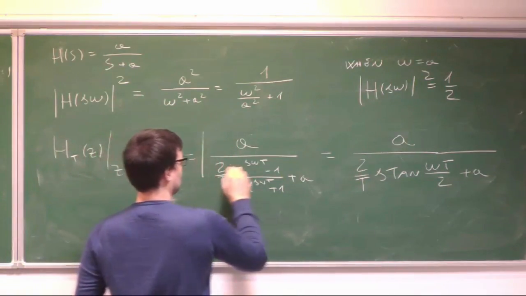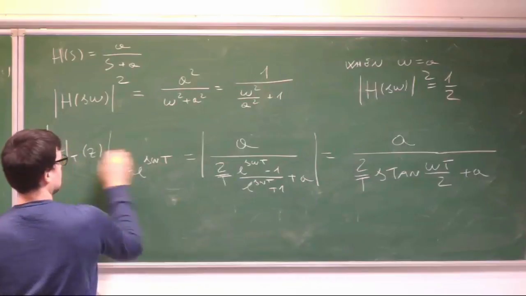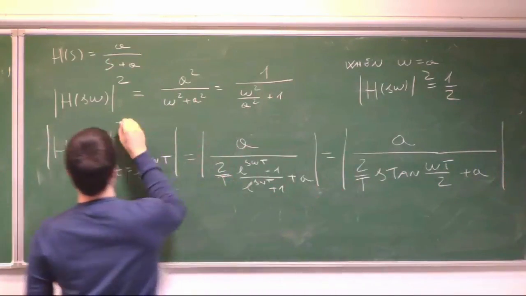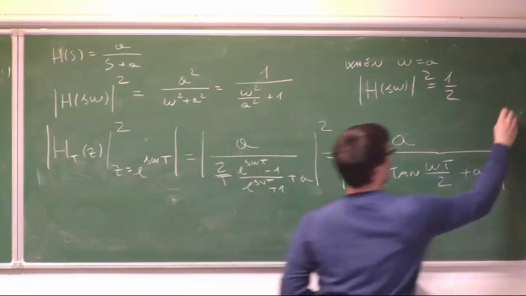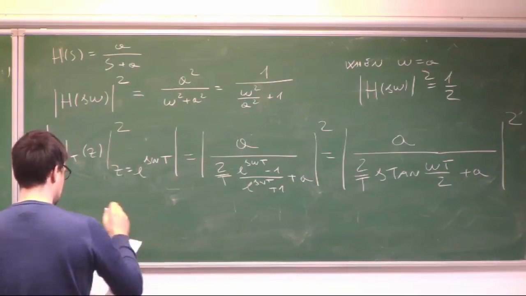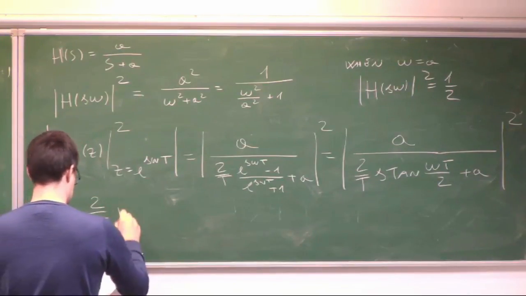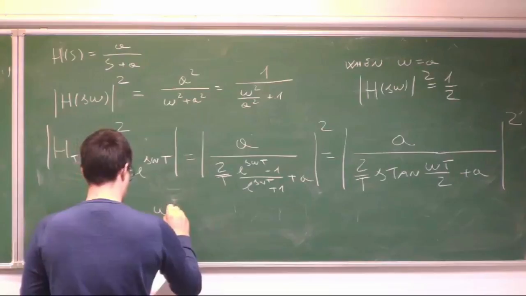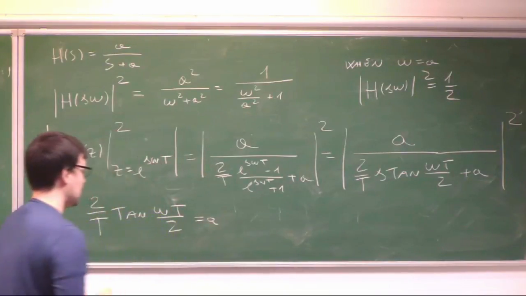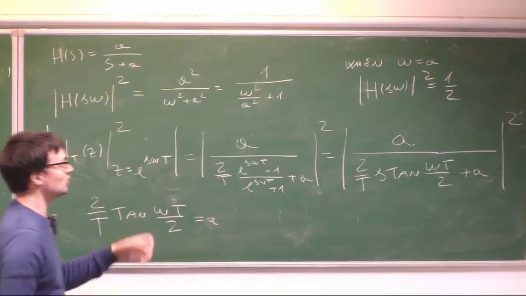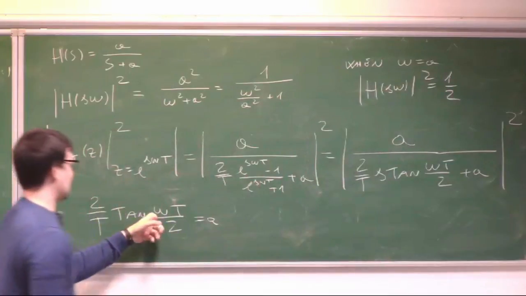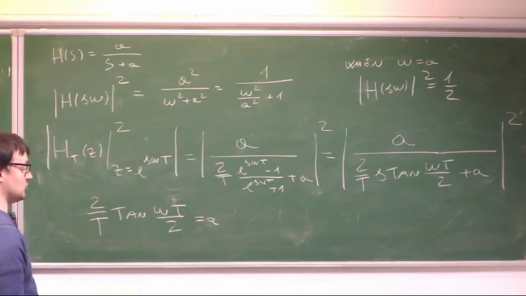you want then to compute the absolute value, okay? So we compute the absolute value, and you want to compute the square, okay? You see that the half power point is achieved when (2/T) tan(ωT/2) is equal to a, okay? So you see that now it's not true anymore that the half power point is ω equal to a, but ω has to satisfy this quite complicated expression, okay?